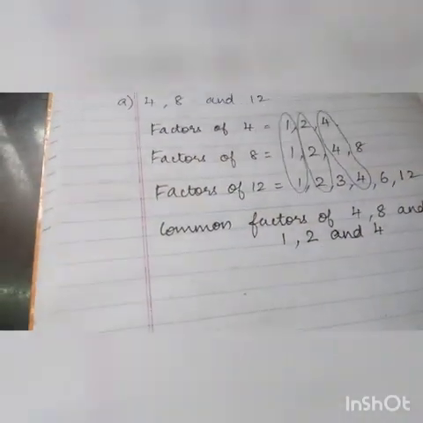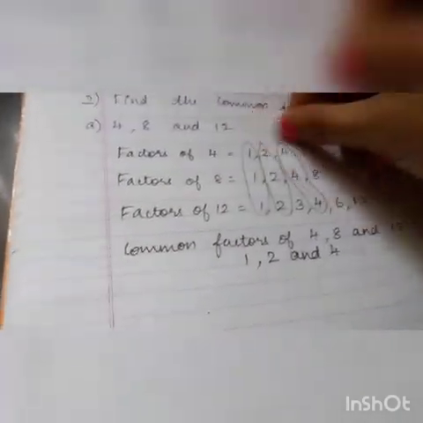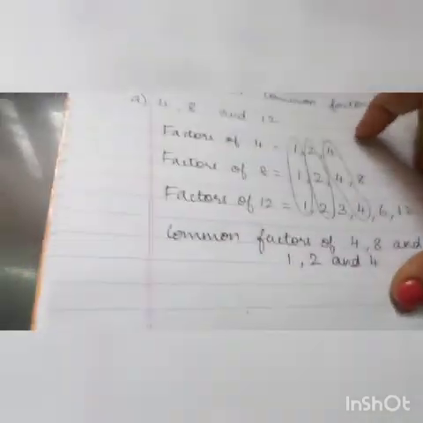Okay, understood? So this is how you should find the common factors. Just find the factors separately. In that, whichever is common, you should take it. B question is your homework.